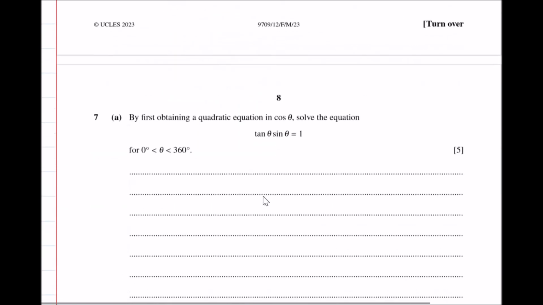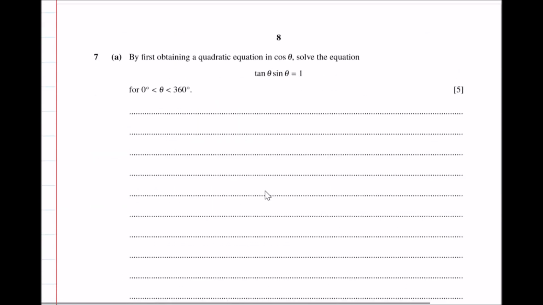Okay. Question number 7. By first obtaining a quadratic equation in cos theta, solve the equation tan theta into sin theta equal to 1. So let's start. We have tan theta into sin theta equal to 1. Let me write tan theta into sin theta equal to 1. Tan theta can be written as sin theta by cos theta.